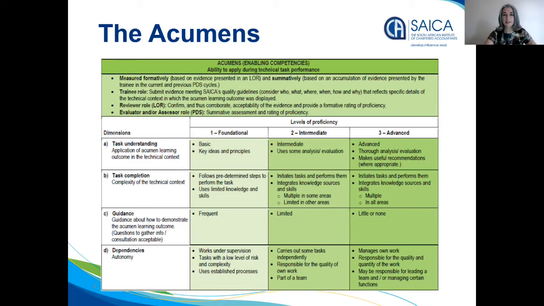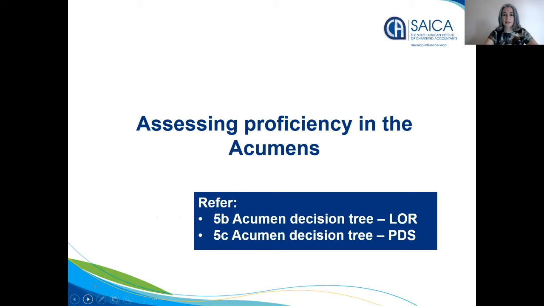Let's have a look at the decision tree, and perhaps that will also help you to put a little bit of this into a better context for yourselves. The 2 decision trees that I would like you to open now is the Acumen decision tree for the learning outcome review, which we'll look at first, and then we'll have a look at the Acumen decision tree for the professional development summary.